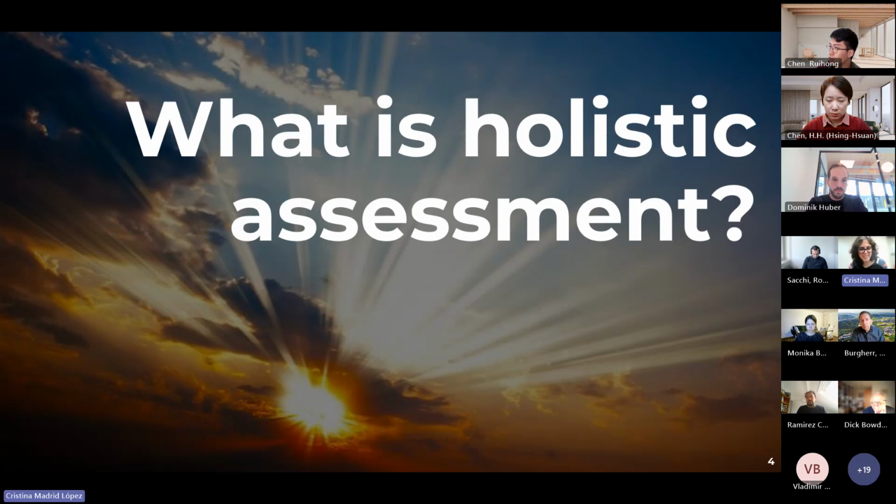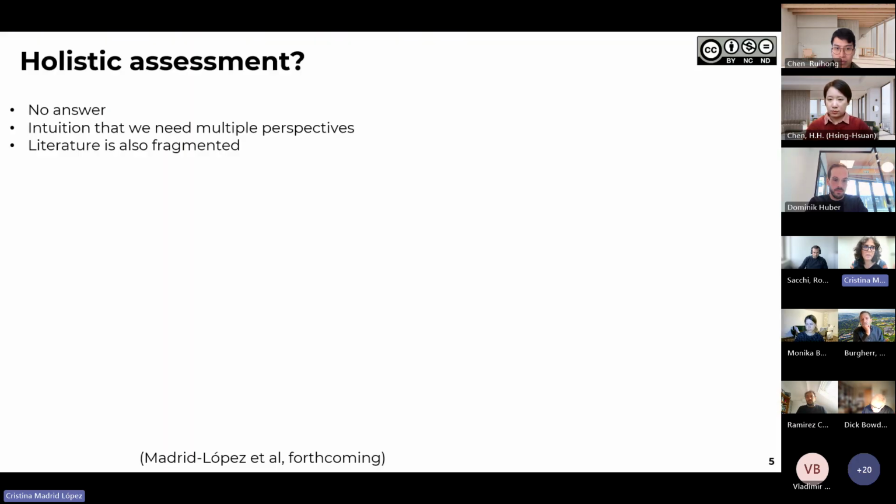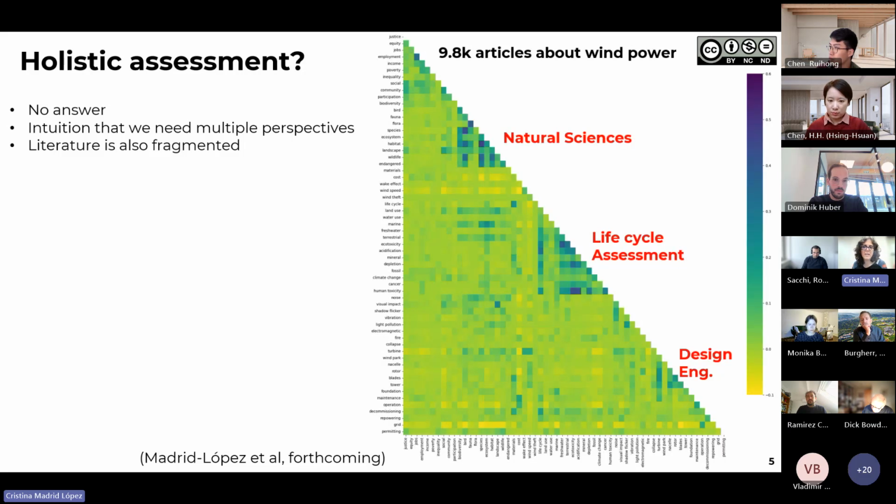But what is a holistic assessment, I ask? I guess both projects have to deal with this. And I guess the nice part is that everyone can deal with this in different ways, no? But what we can observe when you look at the literature, and this is an examination of about 10,000 articles about wind power, is that the knowledge is clustered.